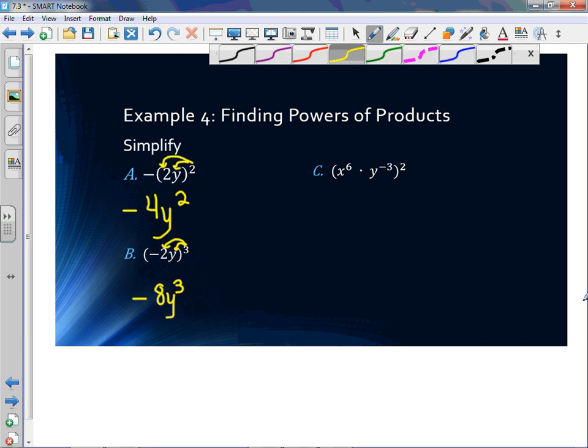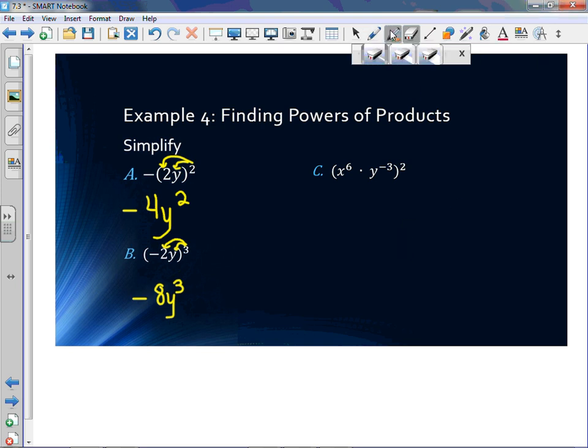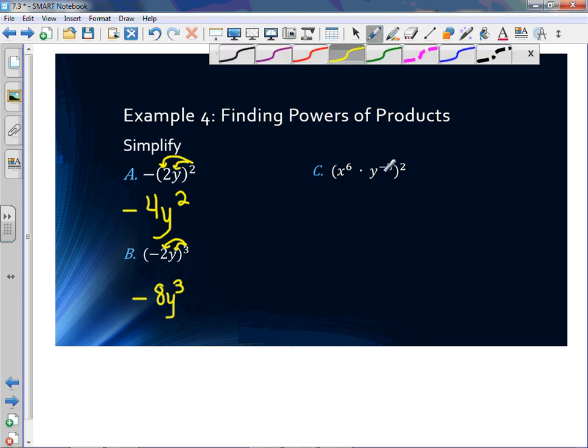All right. With C, and you'll see in the future with chapter 7, there are multiple ways to go about it. I like to simplify what's inside the parentheses first. Remember, when we simplify, you can't have any negative exponents, so I have to fix this y. y is to the negative third, which means x to the 6th is going to stay on the top, and y to the third flips to the bottom. And we still have the whole thing squared.